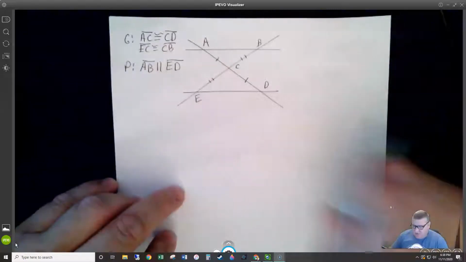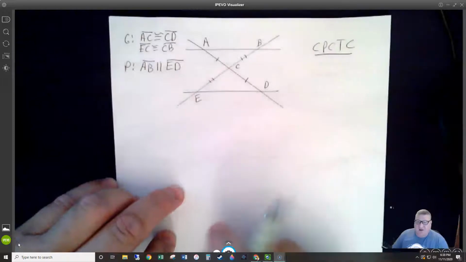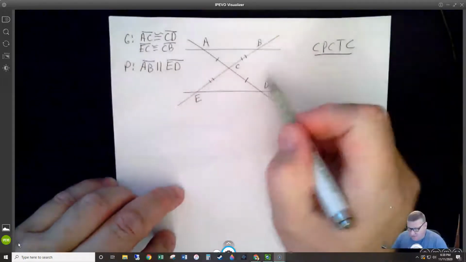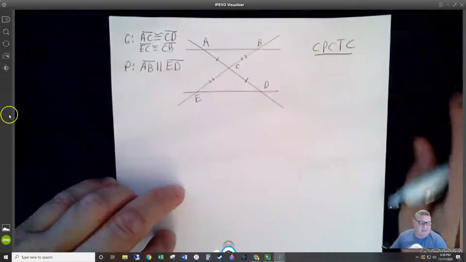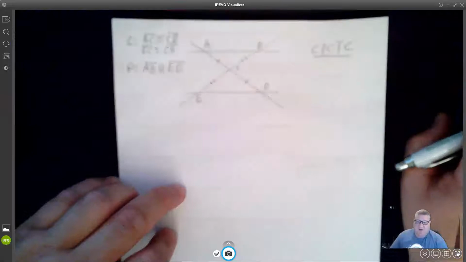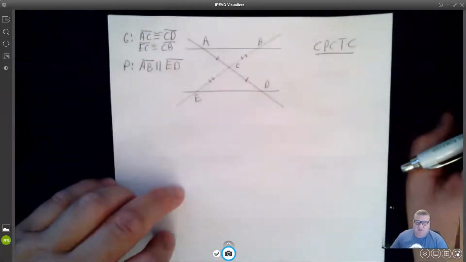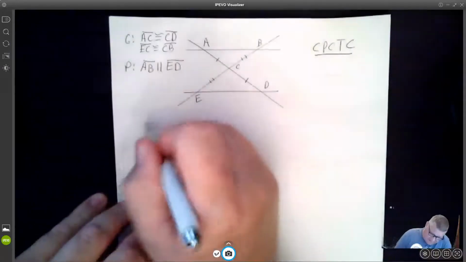Okay, so let's talk a little bit more about CPCTC. Let's give another example of how, once we can prove some triangles congruent, we can then prove all the parts that go along with that congruence. So with that in mind, let's start here.